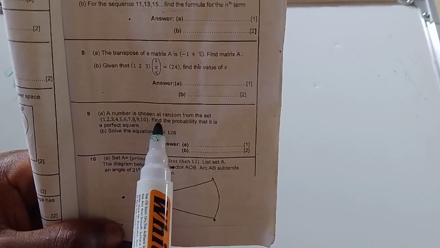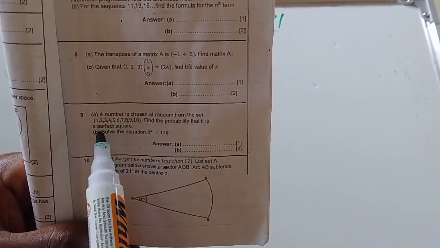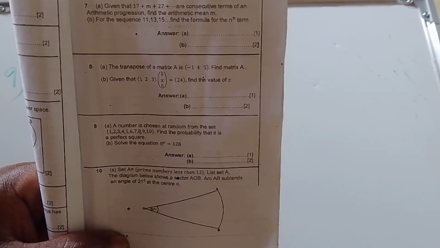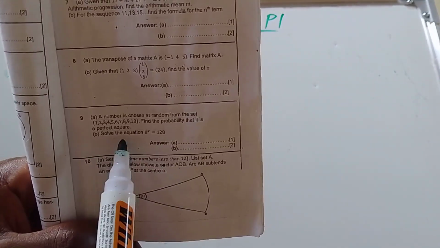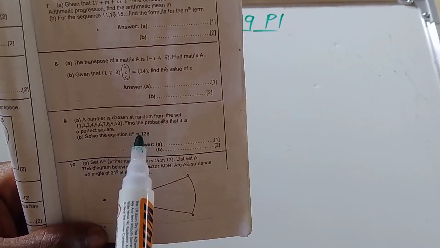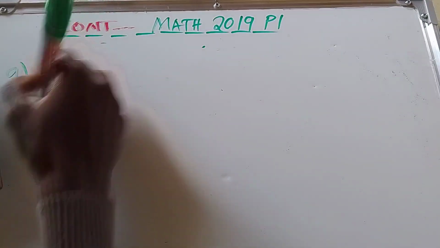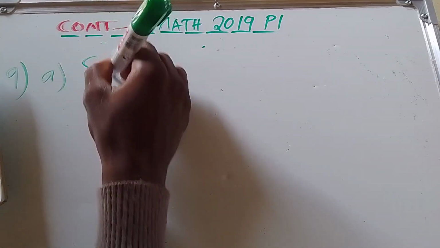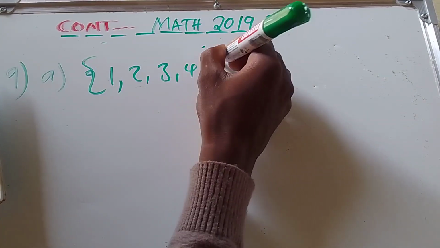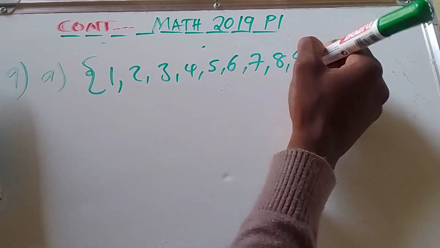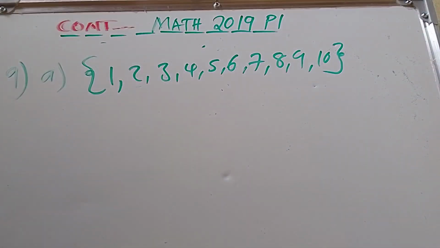A number is chosen at random from the set 1, 2, 3, 4, 5, 6, 7, all the way up to 10. Find the probability that it is a perfect square. And then B, solve the equation 8 to the power x is equal to 128. Please make sure you pay particular attention to these questions. These are important questions. So, question A, you have been given these numbers 1, 2, 3, 4, 5, 6, 7, 8, 9, 10.